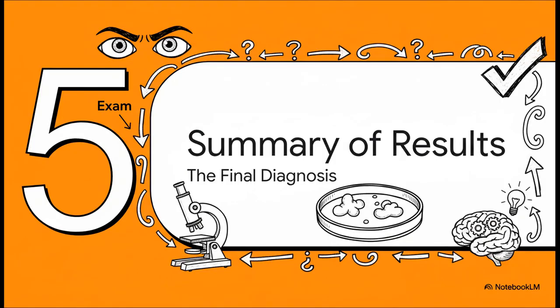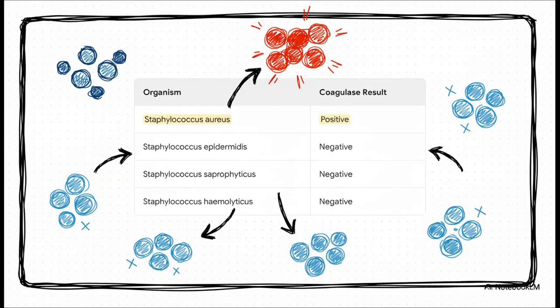All right, let's pull all of that together and wrap this up. Here's the final summary. This is the key information you're going to need for diagnostics and, of course, for your exams. This table right here, this is the ultimate takeaway. The bottom line is really this simple. A positive coagulase test means you've identified Staphylococcus aureus. All the other medically important staph you'll run into, like epidermidis, saprophyticus, hemolyticus, they are all coagulase negative.